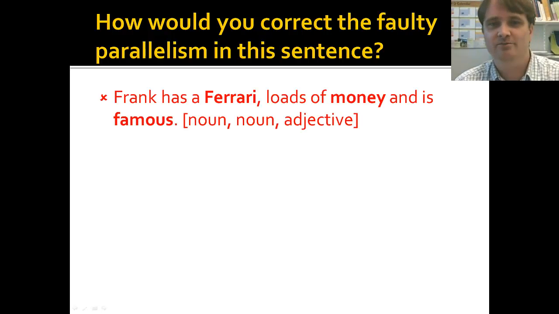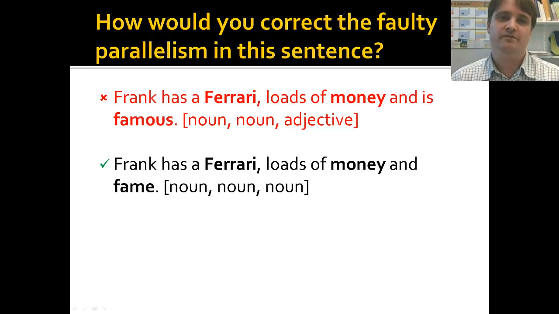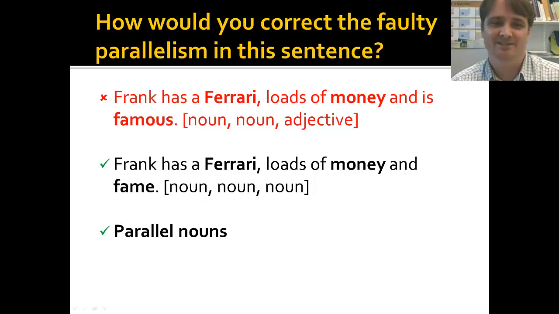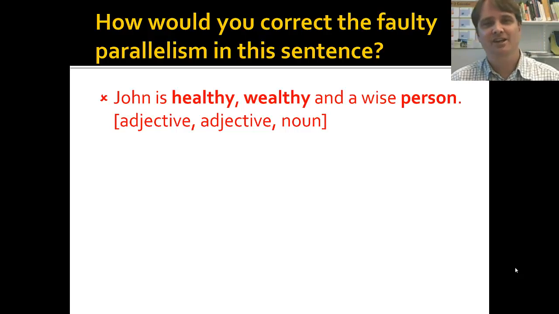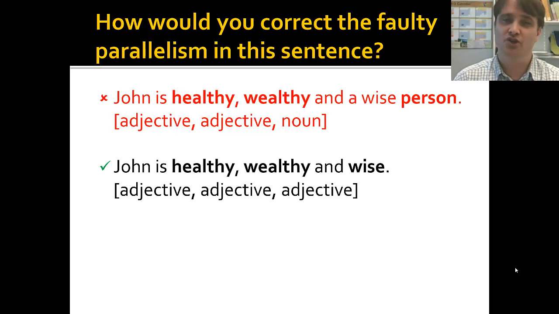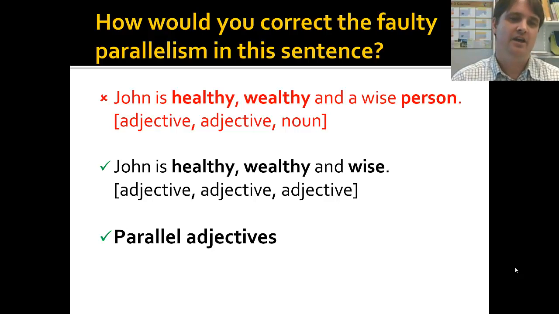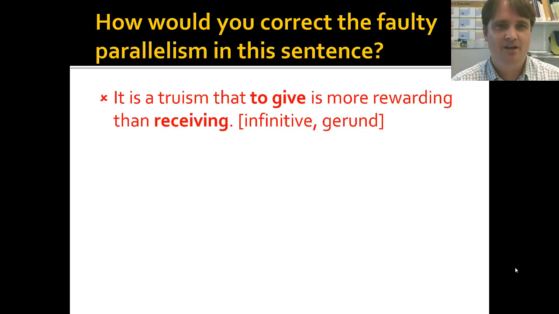Okay, so how would you correct the faulty parallelism in this sentence? Frank has a Ferrari, loads of money, and is famous. We've got a noun, and an adjective. Well, one way to do it would be: Frank has a Ferrari, loads of money, and fame. There we have noun, noun, noun. They're all parallel. Okay, so here's another one. John is healthy, wealthy, and a wise person. Kind of obvious, this one. Adjective, adjective, noun. We need to change that. So we've got: John is healthy, wealthy, and wise. And then we have adjective, adjective, adjective, and they're all parallel.